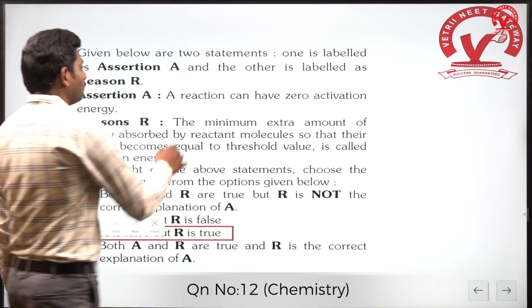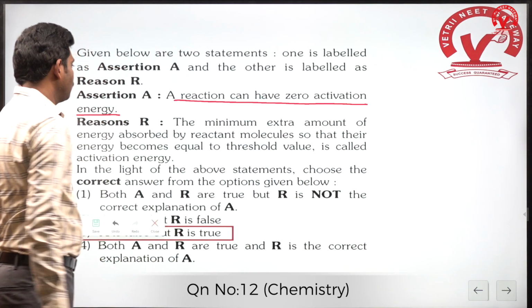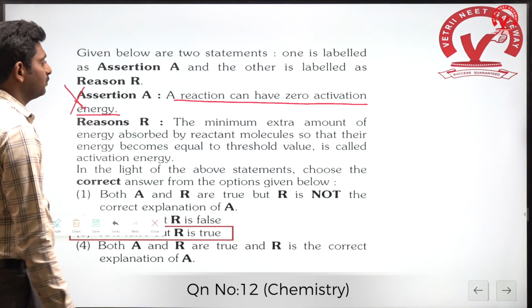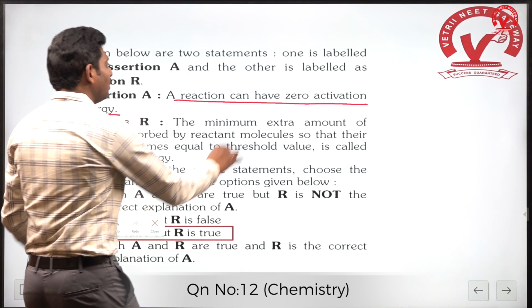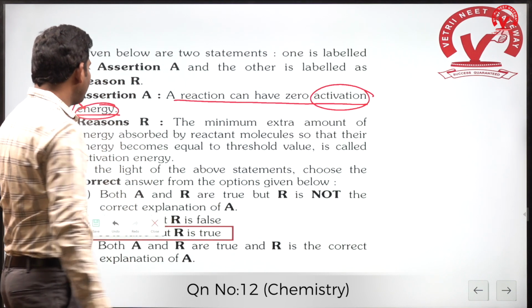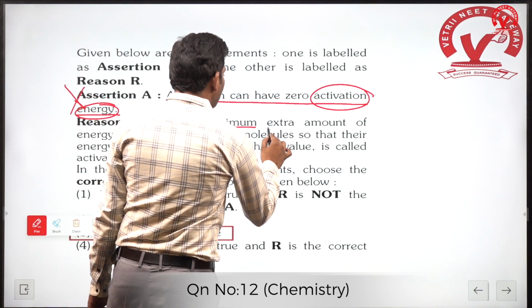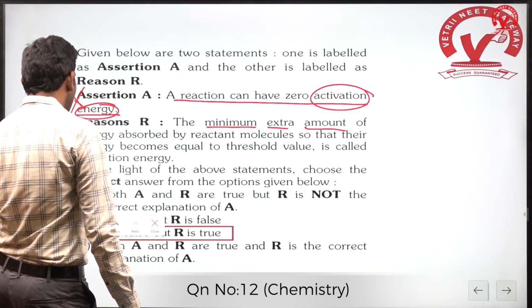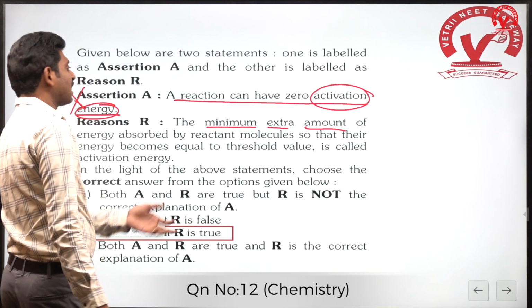A reaction can have zero activation energy. The assertion is false, because without activation energy a reaction won't proceed; activation energy is compulsory. Coming to the reason, the minimum extra amount of energy absorbed by the reactant molecules so that their energy becomes equal to the threshold value is called activation energy.